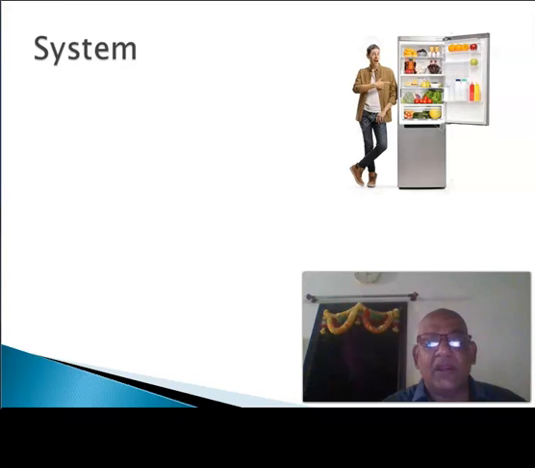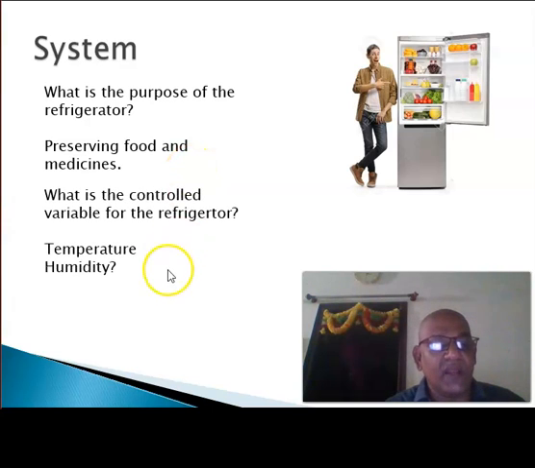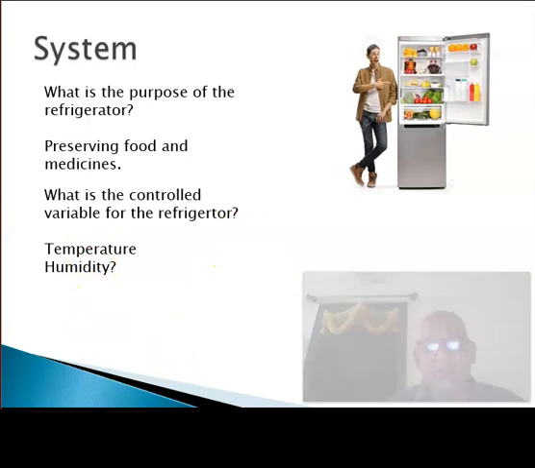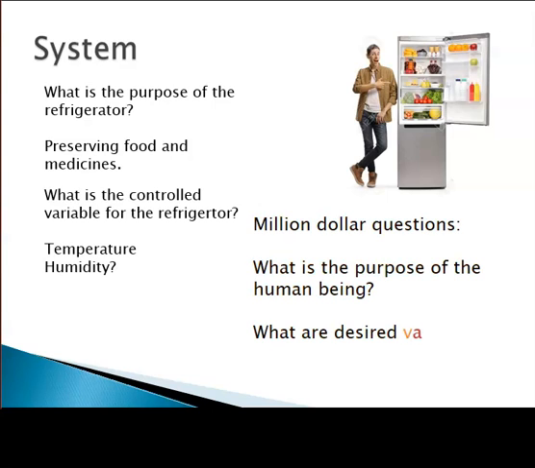Let us come back and look at this system again. As we said, this is a compound system consisting of a human being and a refrigerator. Now we can say that the purpose of the refrigerator is preserving food, medicines, and so on. And the controlled variable for the refrigerator may be temperature or humidity. The real million-dollar question now would be, what is the purpose of the human being? What are the desired variables of a human being? These are deep philosophical questions, and we'll leave them for a philosophy class.